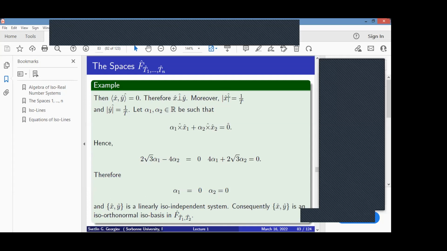Because this is an iso number, but does not belong to the set with isotopic elements hat T1, hat T2, and so on, it depends on another space with basic iso unit 1 over hat T. And this is the reason for which, if we find the addition between the isomodulus of hat x and the isomodulus of hat y, then for this iso addition we will use the isotopic element hat T, for their iso addition and iso multiplication.